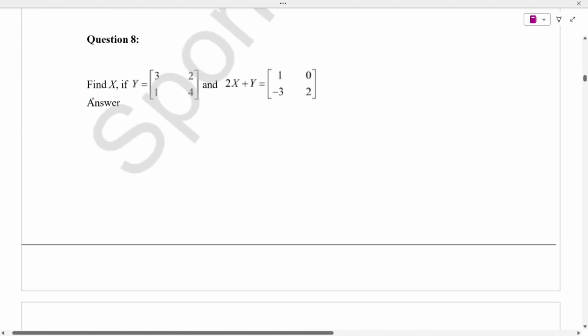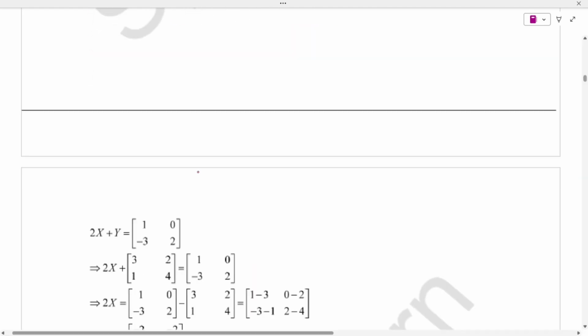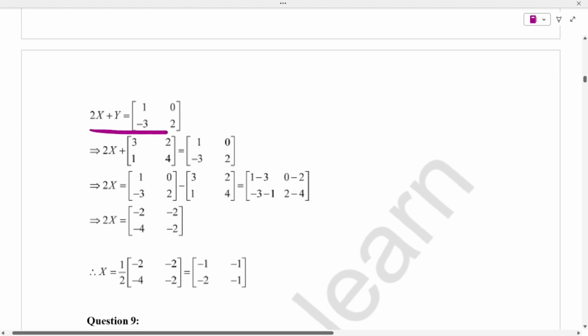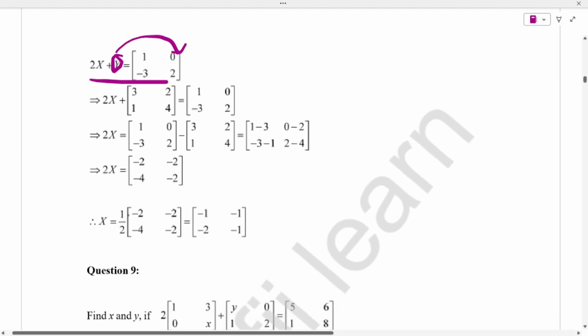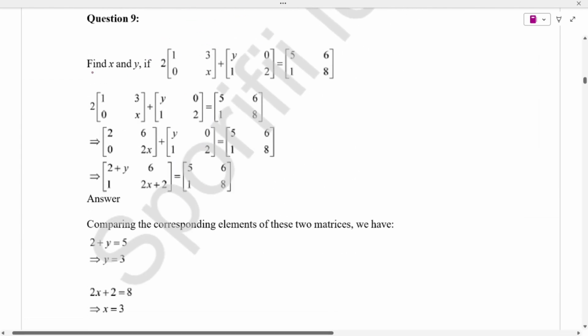Next is question number 8. Find x if y is equal to this and 2x plus y is equal to this. The same way you can find it. 2x plus y is equal to, y they have given already. So now you can bring this here and subtract that. You will get this 2x value here, divided by 2 for each element, then you will get the value of x. This is the logic behind that. Question 9 is find x and y if 2 into, that means multiply for each element and then add, and then you can find the value of x and the value of y.